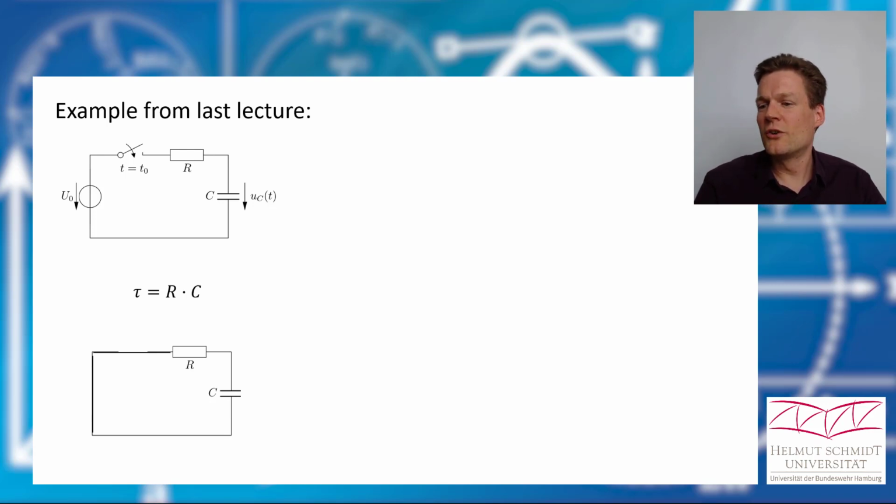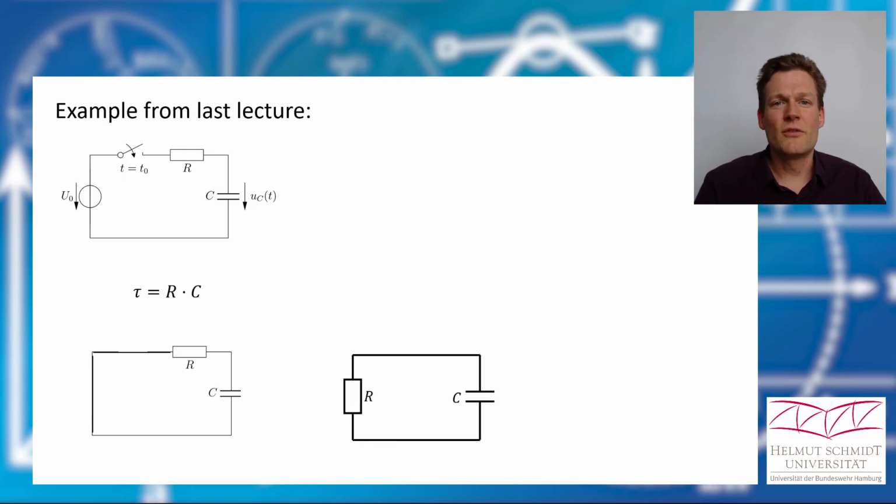Okay, let me rearrange the two elements a bit and now have a look. Our time constant tau depends on C and R. Okay, let's go to the next example.